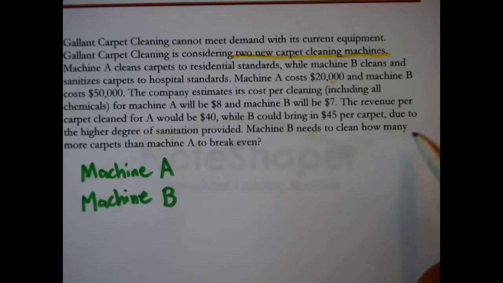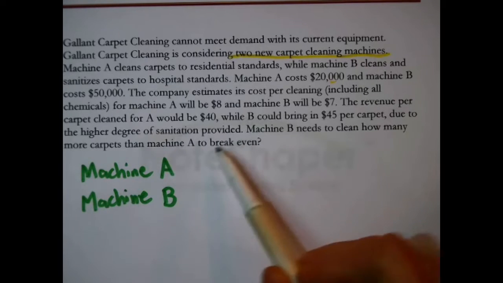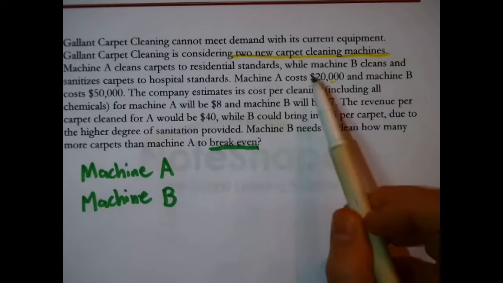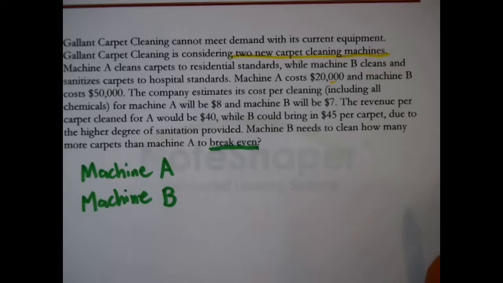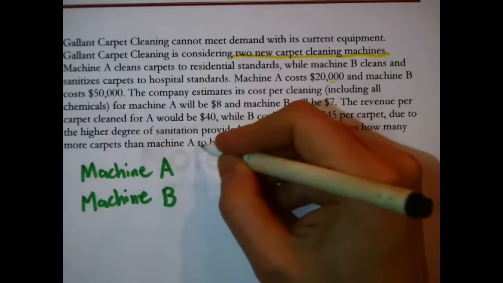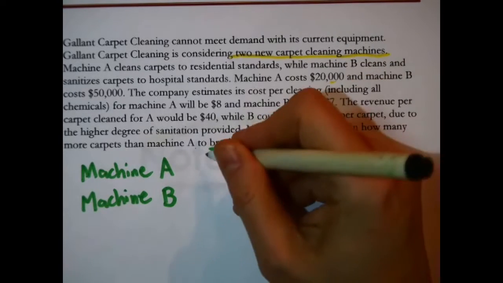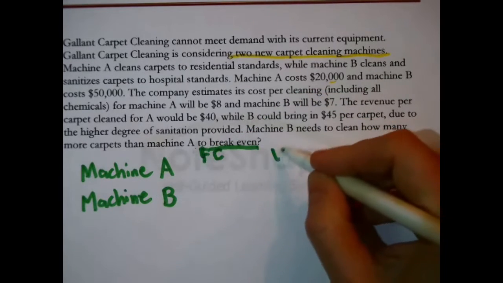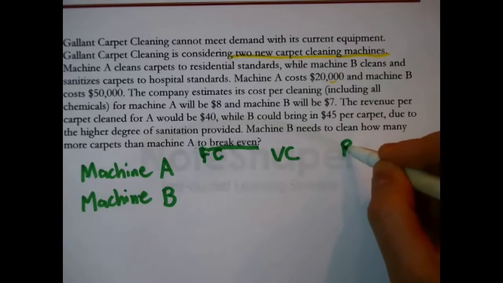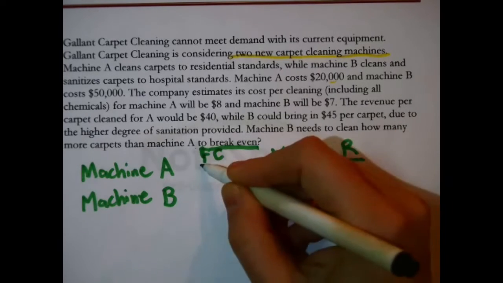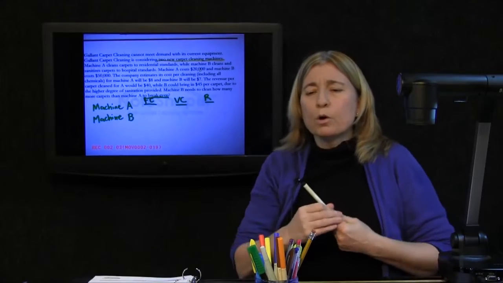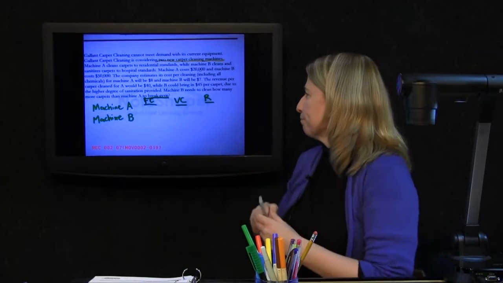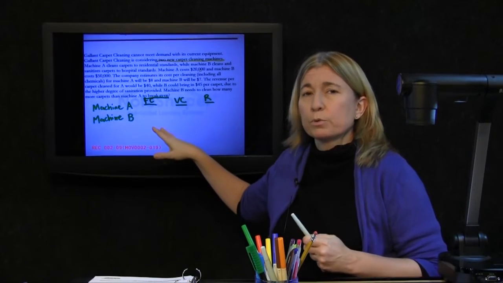Machine B needs to clean how many more carpets than machine A to break even? Oh, that's what all this other information in here is about. It's about the break-even formula. Well, the break-even formula, in order to use it, you need fixed costs, you need variable costs, and you need revenue. Notice that in this problem, we have those 3 exact readings for each one of the options.